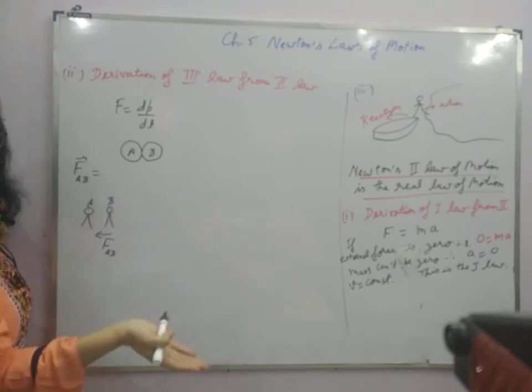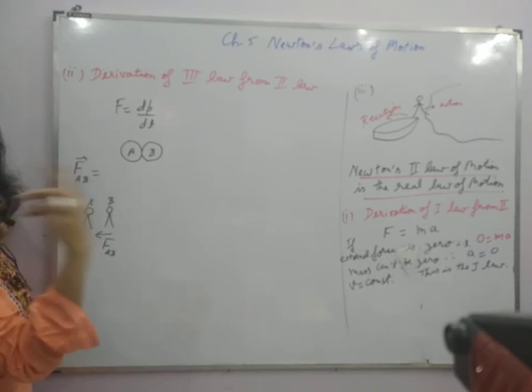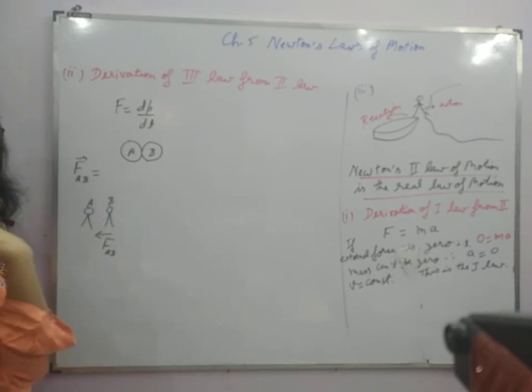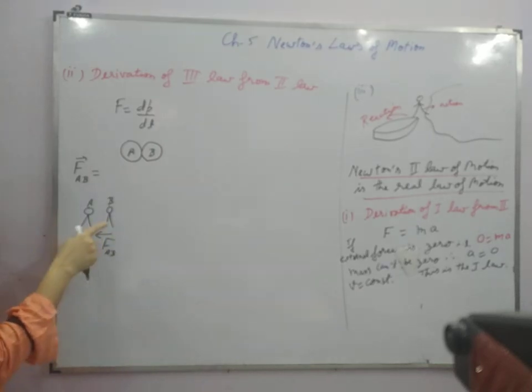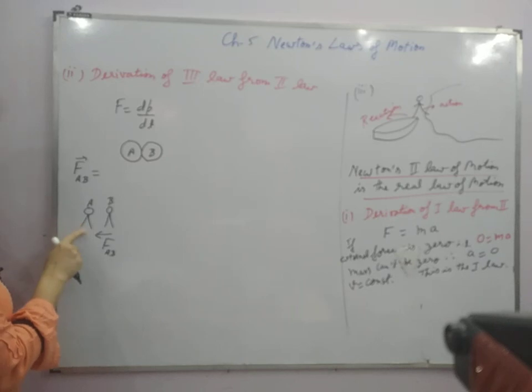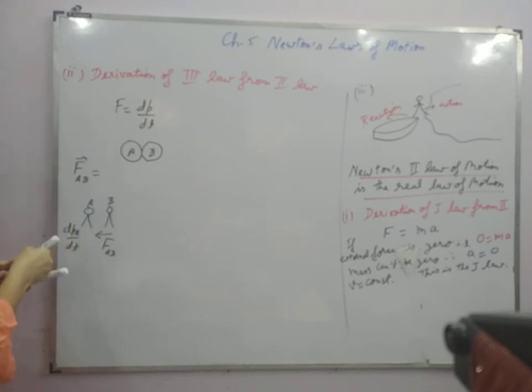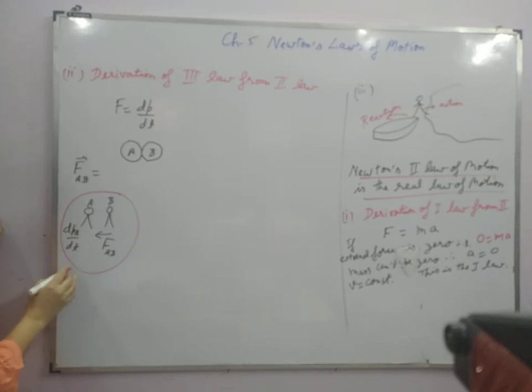If I am pushing someone, the motion of that person will change because I am applying the force. So my force on that person will result in his change in momentum. So you can say if B is applying the force on A, that is force on A due to B, then his change in momentum will take place. So this is a very important concept here. So that's why I have written it here for understanding.